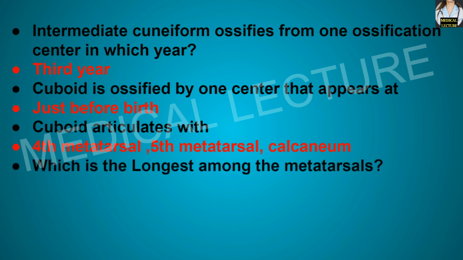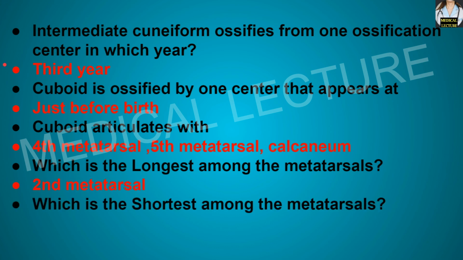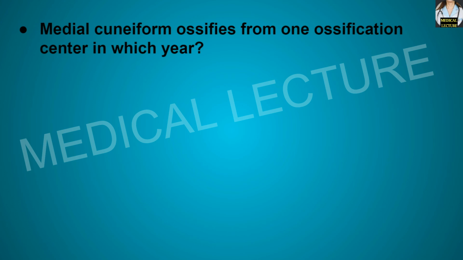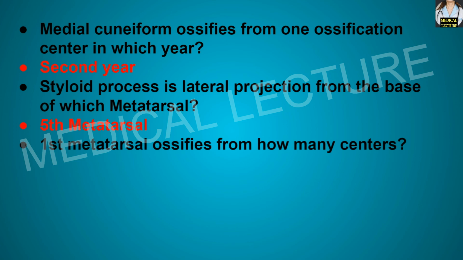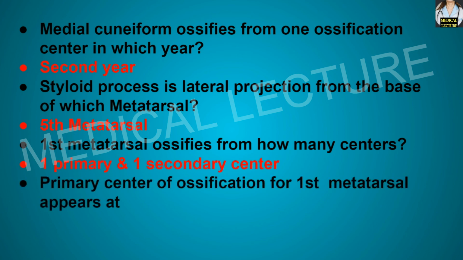Which is the longest among the metatarsals? So it is the 2nd metatarsal. Which is the shortest among the metatarsals? 1st metatarsal. Medial cuneiform ossifies from one ossification center in which year? 2nd year. Styloid process is a lateral projection from the base of which metatarsal? 5th metatarsal. 1st metatarsal ossifies from how many centers? One primary and one secondary center. Primary center of ossification for the 1st metatarsal appears at the 10th week of intrauterine life.